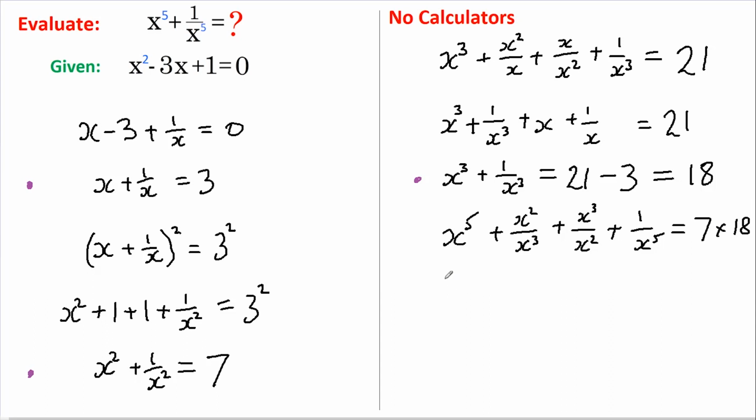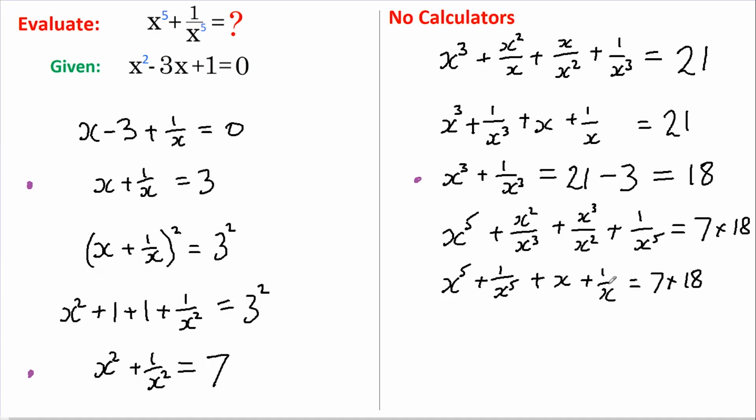Now let's group our x to the 5s together. So we've got x to the power of 5 plus 1 over x to the 5. And sort out our middle section. So this becomes just x, and this becomes 1 over x. And that still equals 7 times 18.